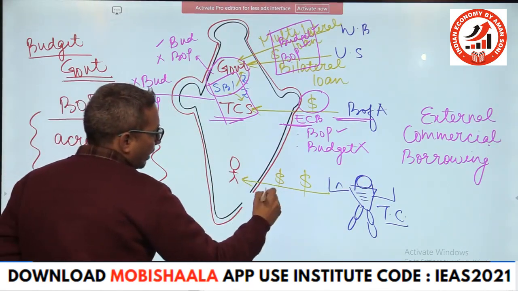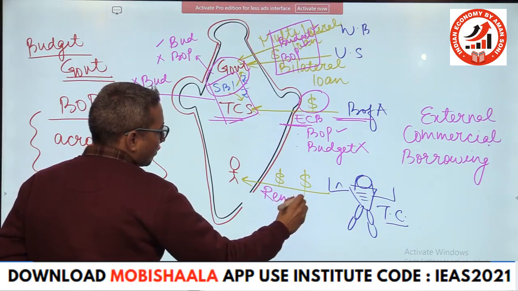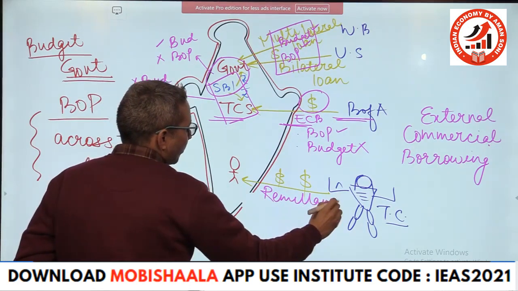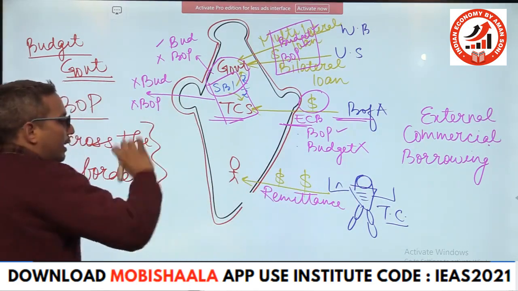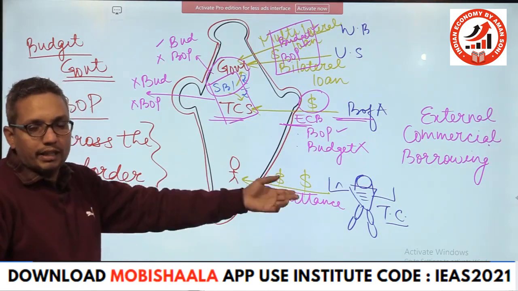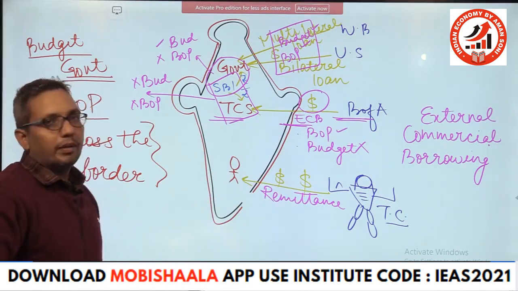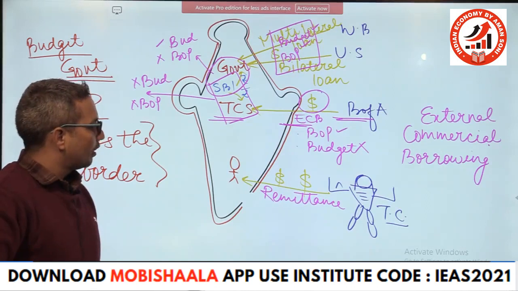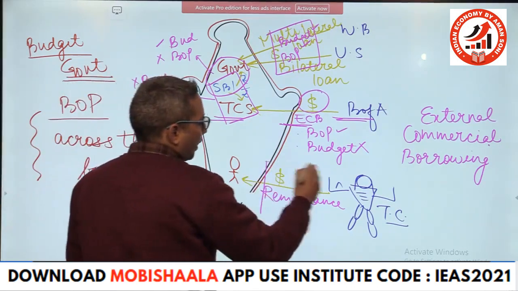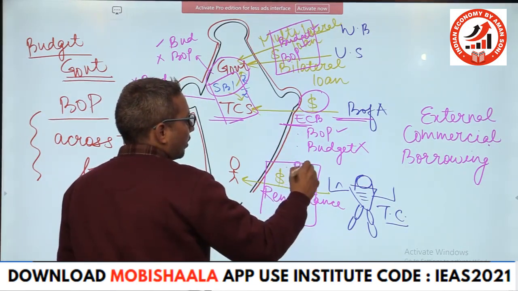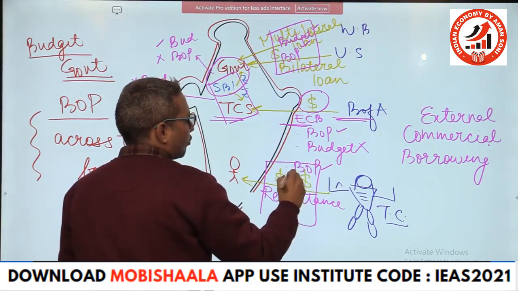This is called remittance. So when a foreigner is sending money to me or when an Indian staying outside is sending money to me, it is remittance. This is also part of BoP, but it's not part of budget.